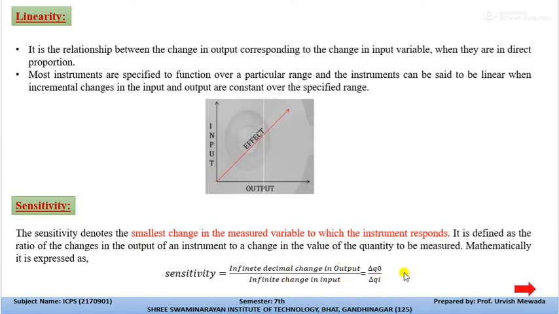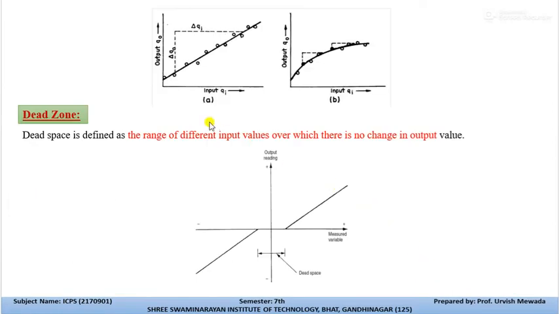So the mathematical expression is described over here, and the graphical representation of this sensitivity is the slope of the response of the instrument from input to output. You can see delta q0 and delta qi, where i indicates input and o indicates output. When you take the ratio of these two, you get the sensitivity of the instrument.